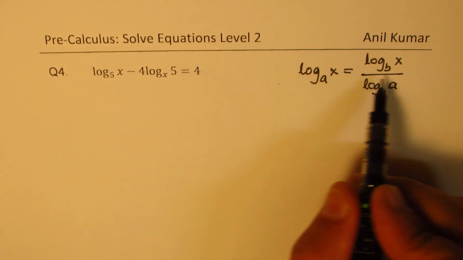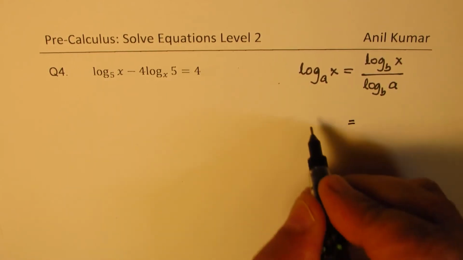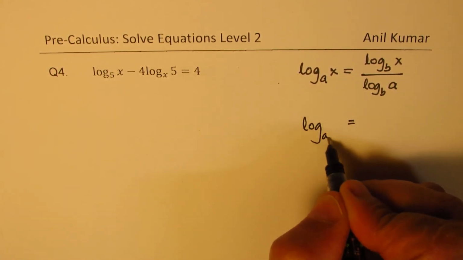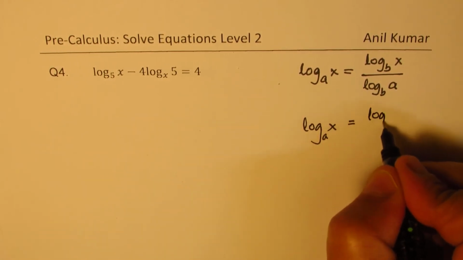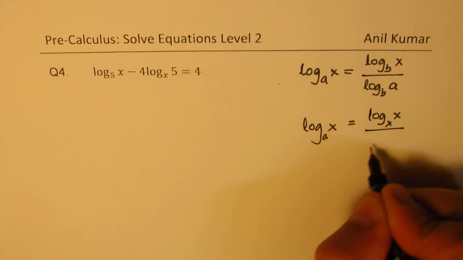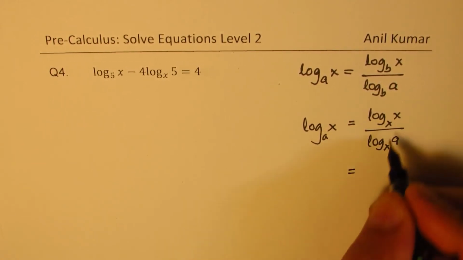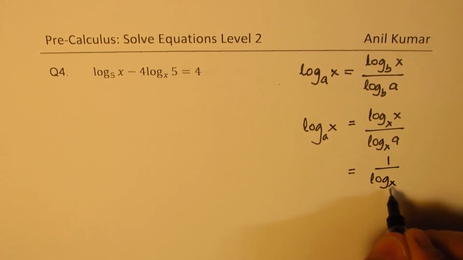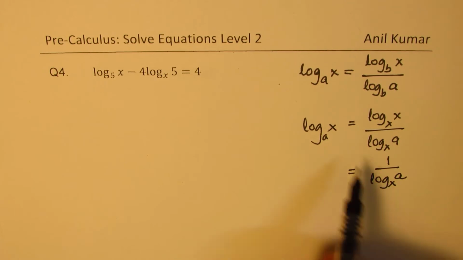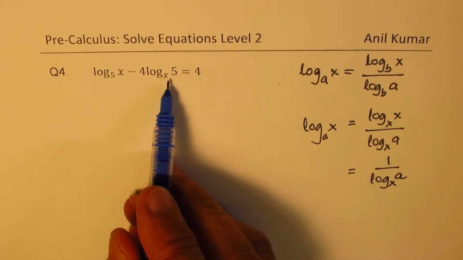Well, you could also change the base to x itself, right? We could also write this as, let me rewrite this, log to the base a of x. Let's change the base to x. In that case, we get log to the base x of x over log to the base x of a. So what do you notice here? Well, that is 1. So we get 1 over log to the base x of a. So it's kind of a reciprocal. Do you see that? So this is a very important property of logarithms which we can utilize here.